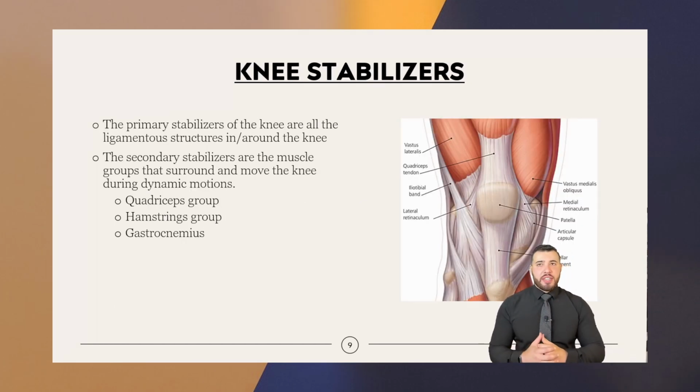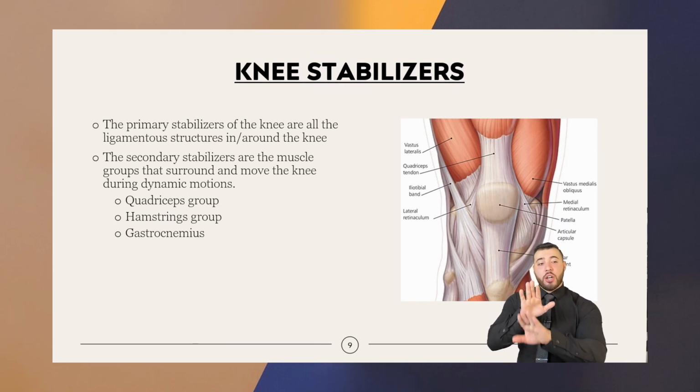Now let's move on to the knee stabilizers. There are two areas, the primary stabilizers and the secondary stabilizers. The primary stabilizers of the knee are all the ligamentous structures in and around the knee. The secondary stabilizers are the muscle groups that surround and move the knee during dynamic motions. These can be the quadriceps group, the hamstring group, and even the gastrocnemius, which is the part of the calf that usually has that V shape. We include this in the knee stabilizers because it does cross the knee joint. The soleus, however, does not, which is the part that sits under the gastrocnemius part of the calf.